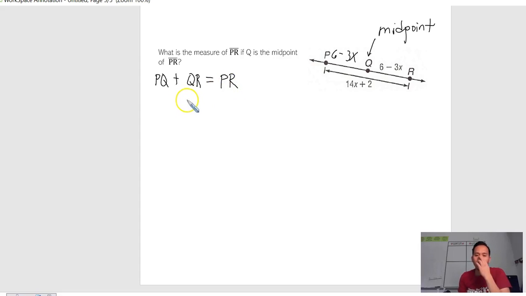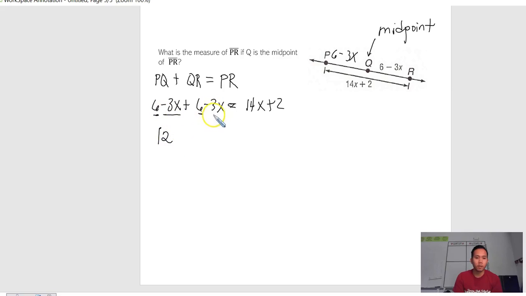So what are the values of PQ? PQ is 6 minus 3x plus QR is 6 minus 3x because they are the same. And PR is 14x plus 2. So I'll add them together. 6 plus 6 will give you 12. Negative 3x minus 3x will give you negative 6x is equal to 14x plus 2.